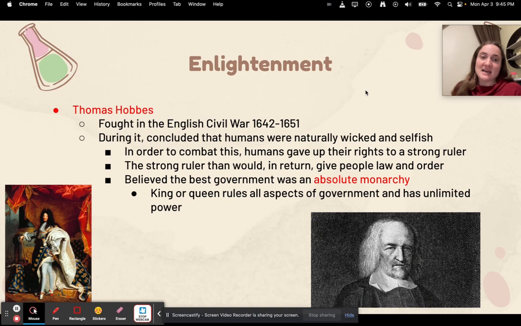So Hobbes, he fought in the English Civil War, which was between 1642 and 1651. During that, he kind of went into a dark place, I guess, and he concluded that humans were naturally wicked and selfish. And so, in order to combat this, humans gave up the rights to the strong ruler. Okay, so to get rid of wickedness and selfishness, he thought humanity as a whole gave up their rights as humans to a strong ruler. In return, that ruler would give humanity law and order.